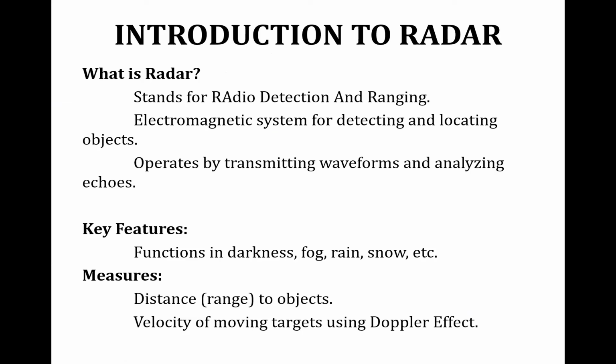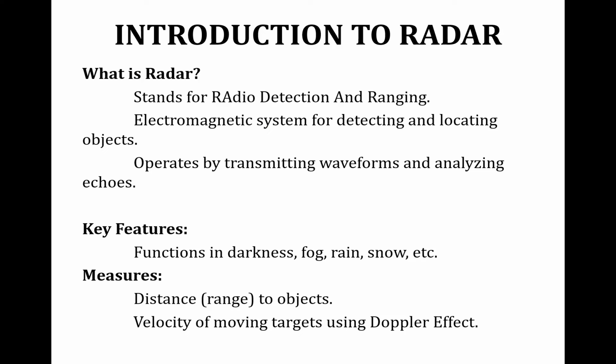The actual expansion of radar is radio detection and ranging. So it is going to detect, and from the detection, it is also going to determine the range. This detection and ranging is performed by transmitting electromagnetic signals. Hence we call it an electromagnetic system that is used for detecting and locating objects. It operates by transmitting a waveform and analyzing the echo.